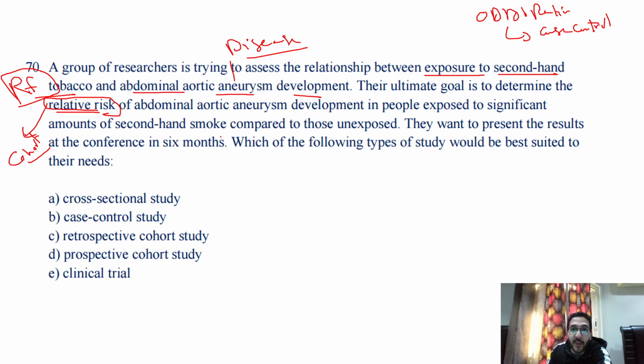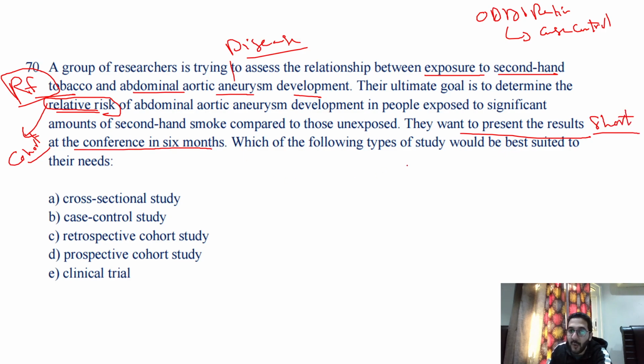So relative risk is cohort, and in cohort, I know that you start with the risk factor and see whether they will develop the disease or not. But the thing is, the relative risk of abdominal aortic aneurysm development in people exposed to significant amounts of smoking, they want to present the results at a conference in 6 months. So they are short on time. What kind of cohort?